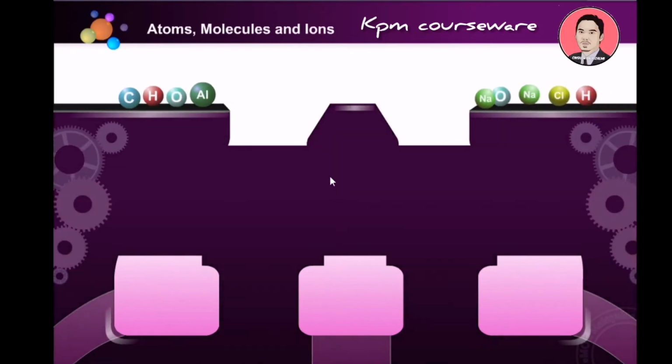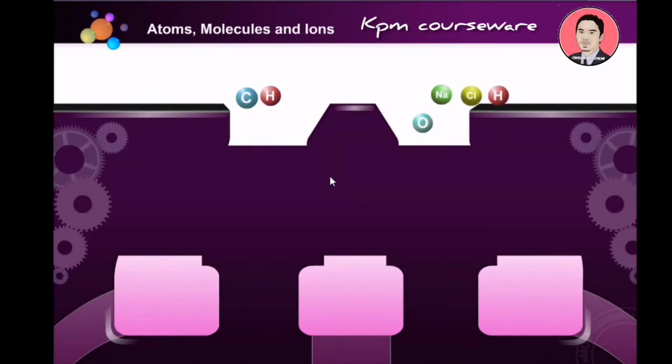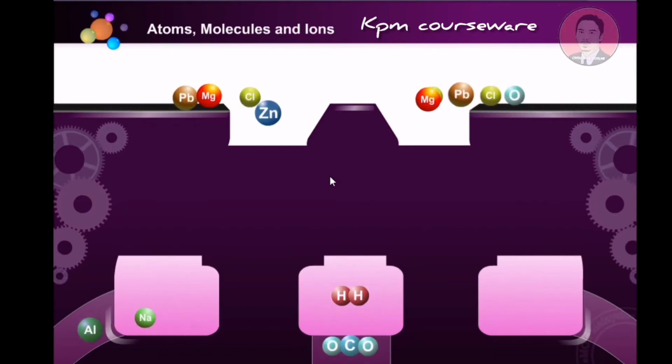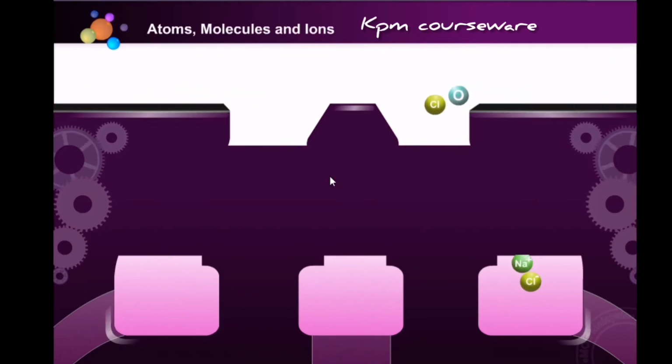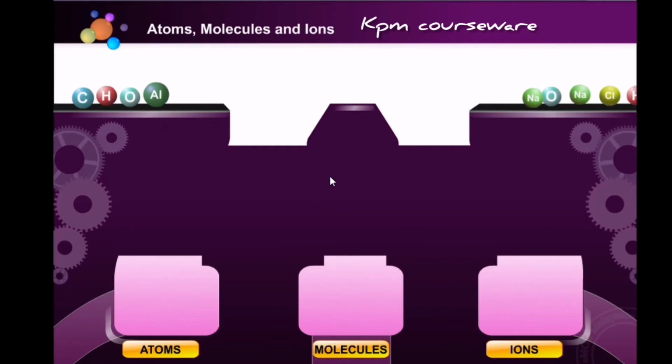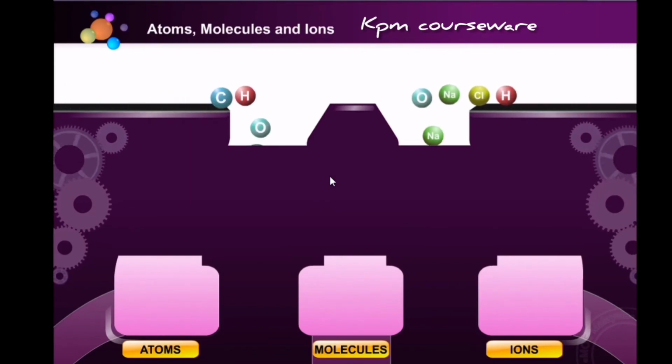According to the kinetic theory of matter, matter is made up of tiny and discrete particles. There are three types of particles: atoms, molecules, and ions. Observe the animation. What are the differences between atoms, molecules, and ions?